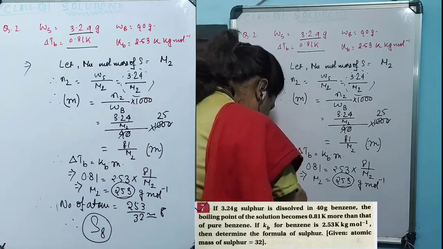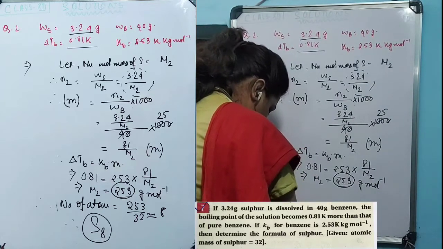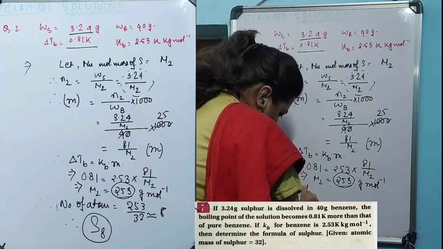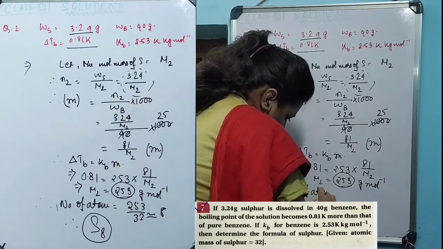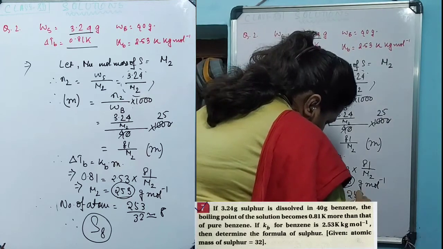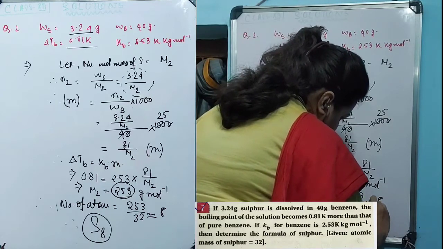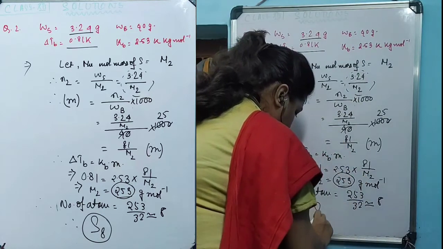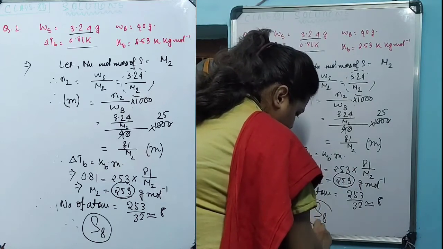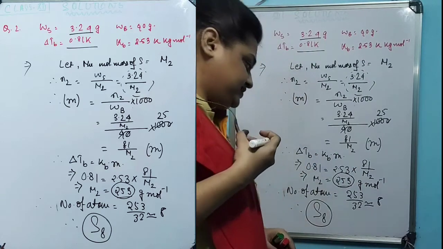Therefore, the number of atoms is 253 by 32. This is almost equal to 8 atoms. Therefore, the molecular formula of sulfur is S8.